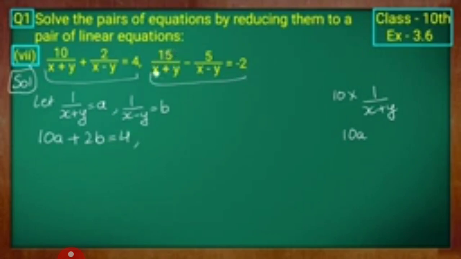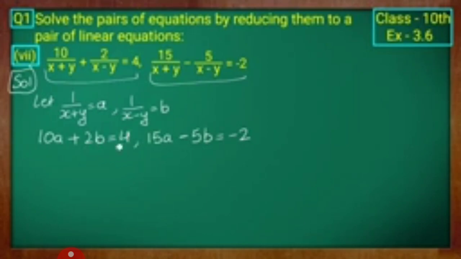In the second equation, 15 upon x plus y would be written as 15a, minus 5 upon x minus y would be written as 5b, is equal to minus 2. Is it clear? Now we have the updated pair of linear equations of the given pair. Now by any algebraic method you solve this pair of linear equations and find the value of a and b. I am going to apply the cross multiplication method to get the value of a and b.